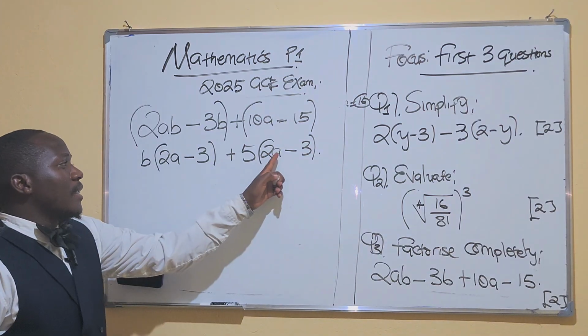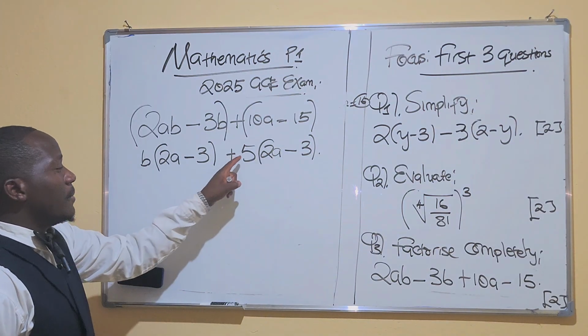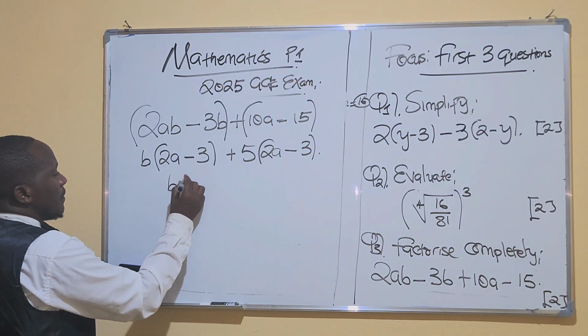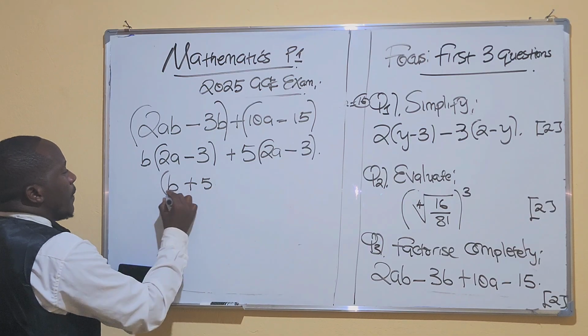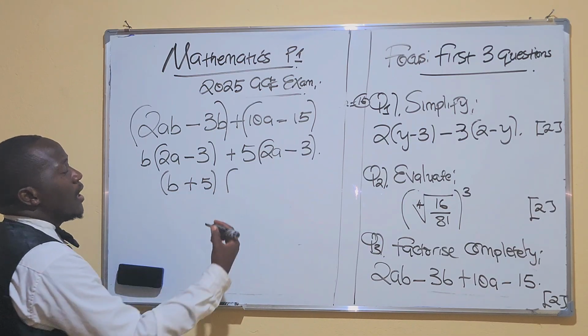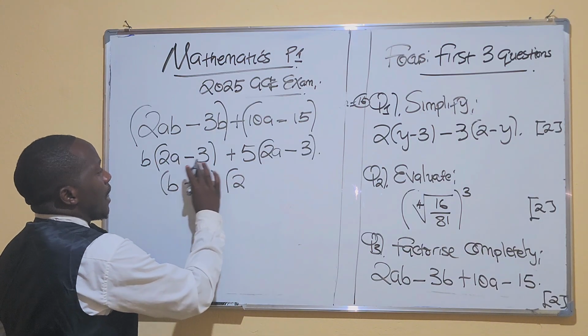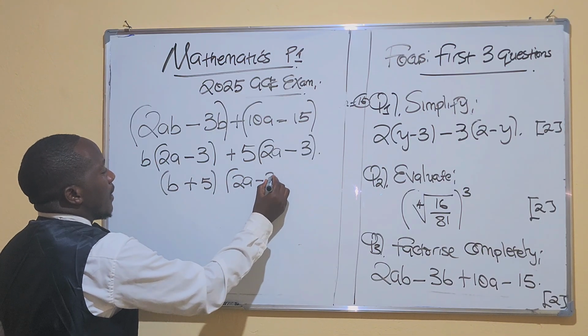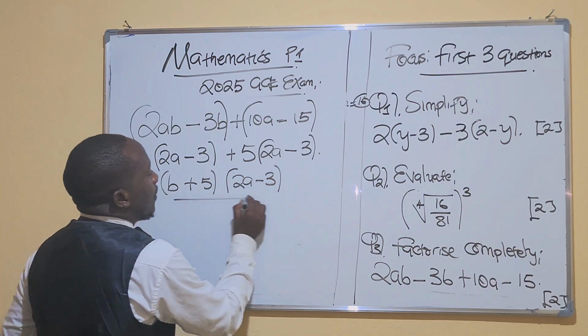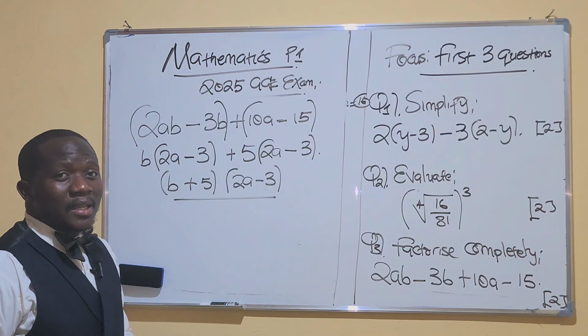Now that the brackets are the same, we can group the terms that are outside. So this gives us b plus 5, open close brackets, then open close brackets, we're going to pick just one term, since these are repeating. So 2a minus 3. And having done so, it means we have factorized completely.